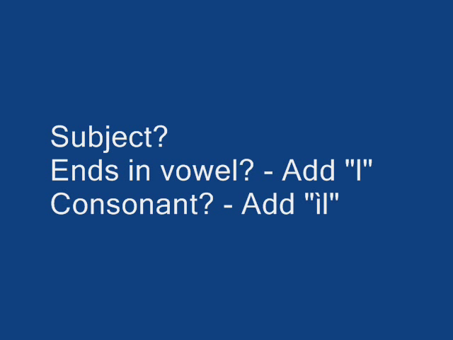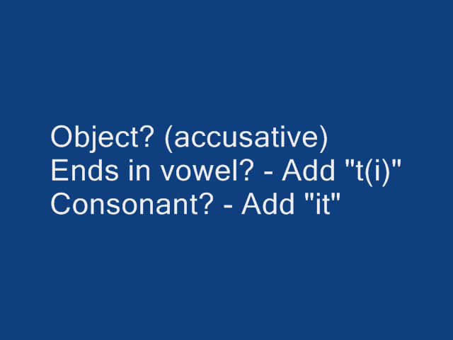If the word is a subject, if the word ends in a vowel, you add an L to the end of it. Now if the noun ends in a consonant, you add an accented I and an L to the end of it. Now if the word is the object of the sentence, keep in mind that this is the accusative object of the sentence, not the dative object. We're going to learn about that later. If the noun ends in a vowel, then you add a T with an optional I. Now if the noun ends in a consonant, you add an IT to the end of it.